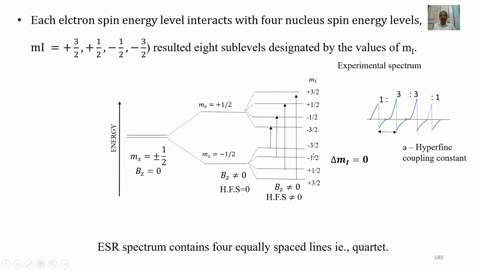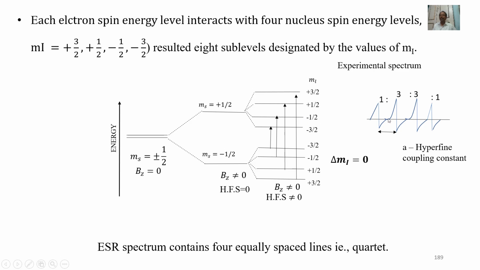Similarly, the line Ms equals minus 1/2 is split into 4 lines, and we have the transitions obeying the selection rule del Mi equals 0. So we have 4 intense lines: minus 3/2 to minus 3/2, minus 1/2 to minus 1/2, plus 1/2 to plus 1/2, and plus 3/2 to plus 3/2. And this is our hyperfine structure.